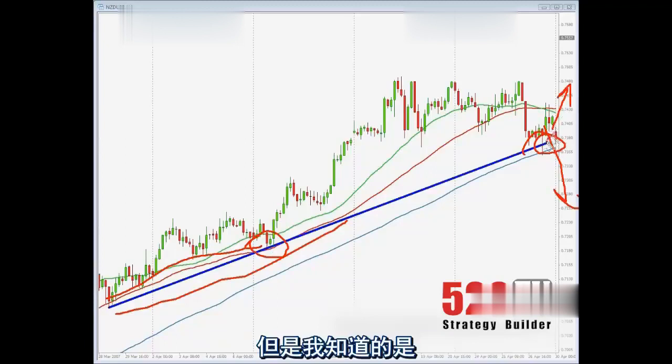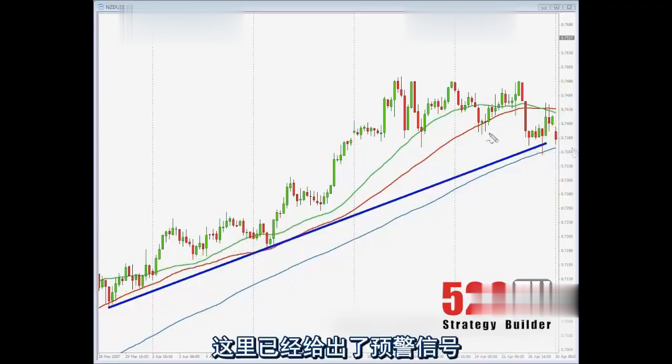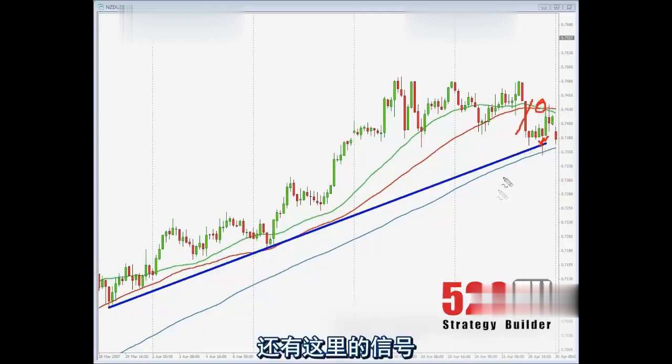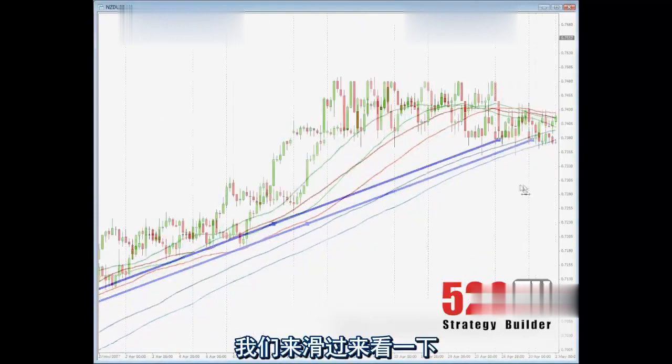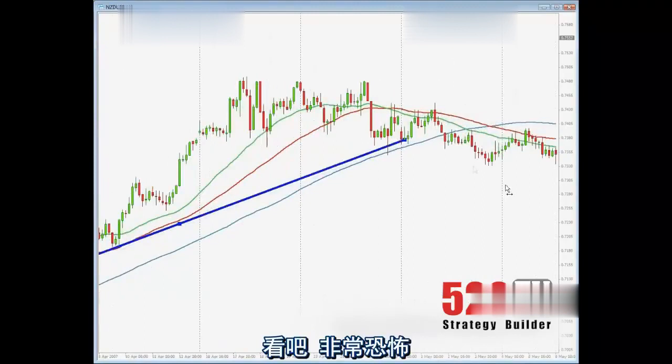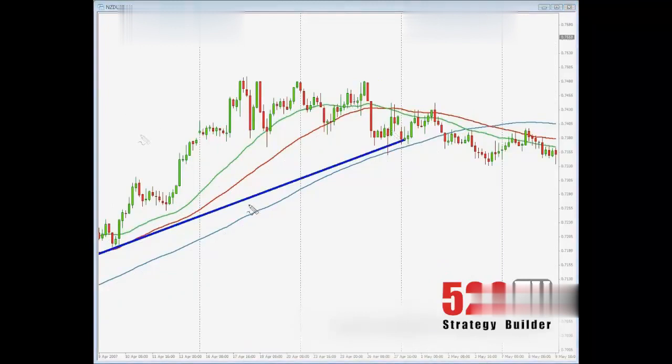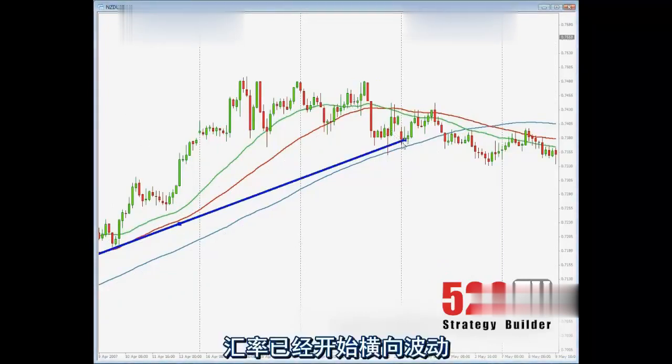What I do know is that before this level, okay, before this level, I was warned here and I was warned there. Actually, just for the sake of it, let's scroll through. Oh boy, ugly, very ugly. Have a look at that. Have a look at that. You see, totally moving sideways.